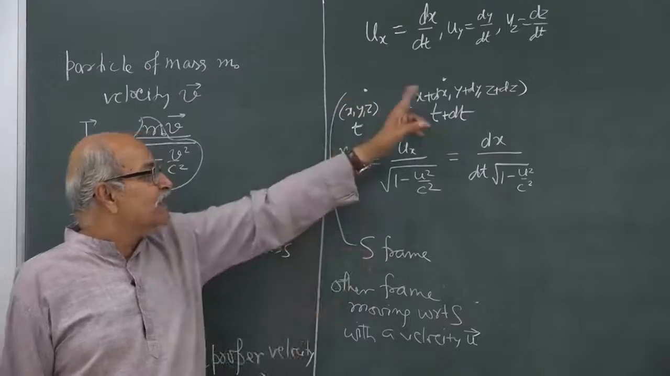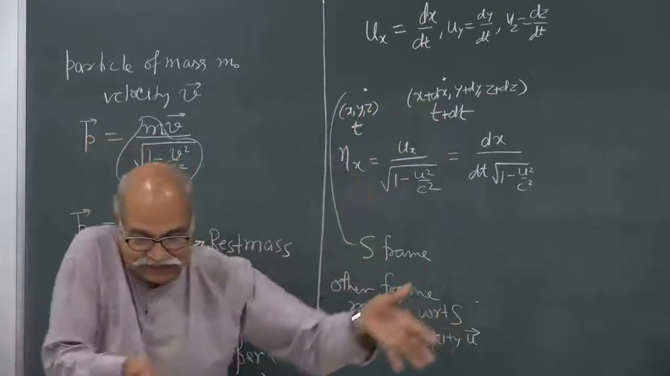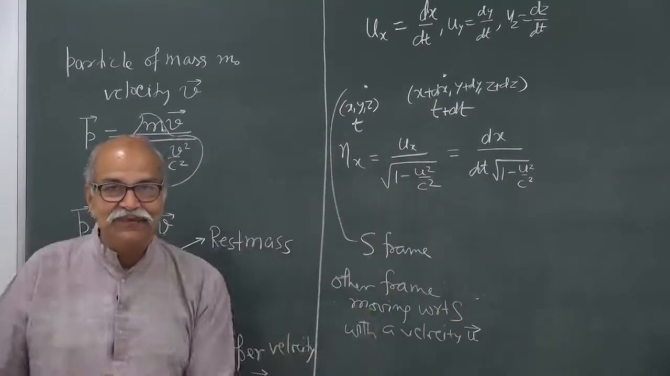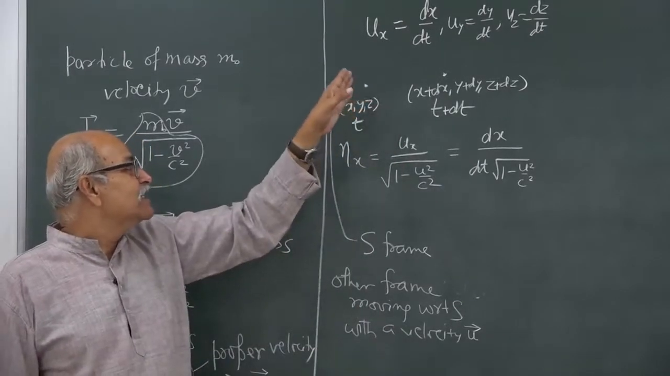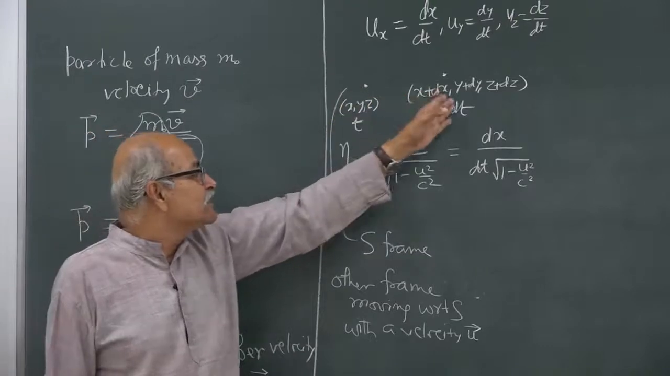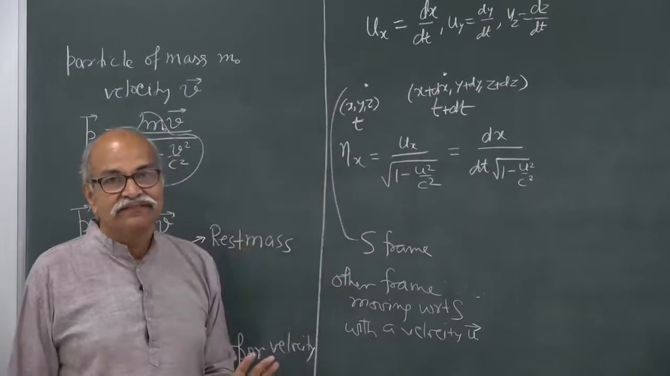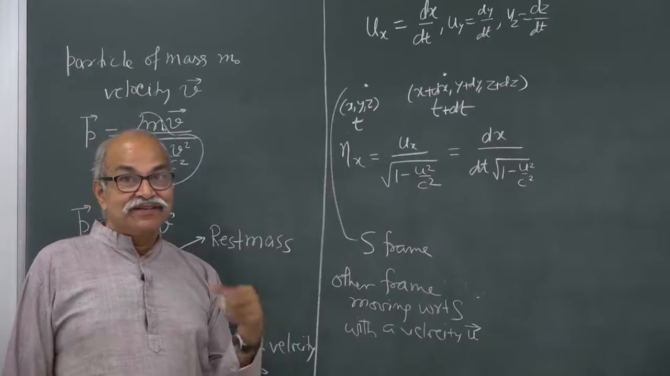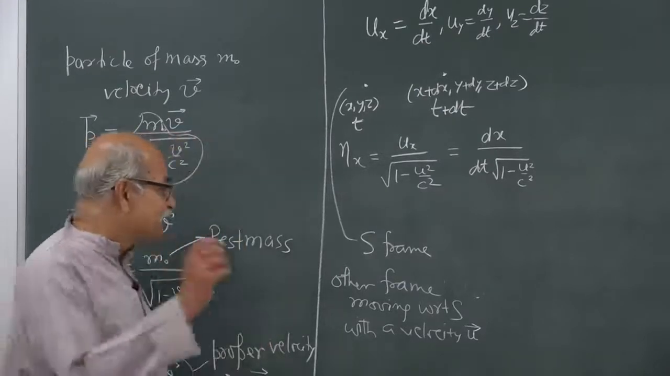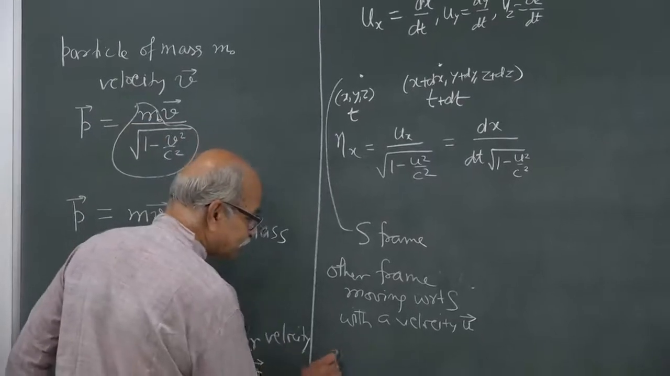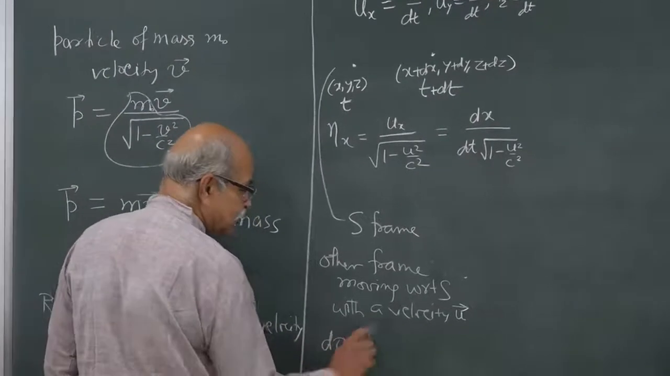Locally at that instant I have gone to the particle frame, and in that frame the particle is at rest. The two events still occur, but all the other clocks are moving, and at the same position of the particle I am measuring the time interval between these two events. That will be the proper time interval, and the proper time interval d tau will be the shortest.